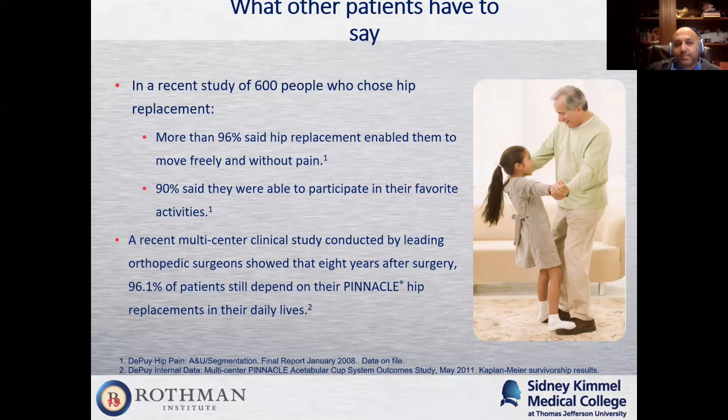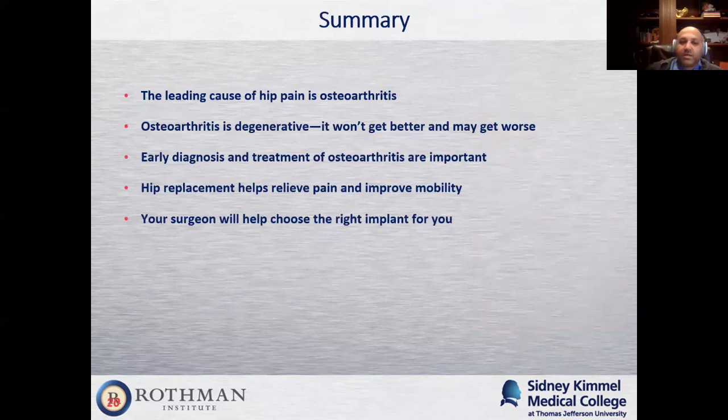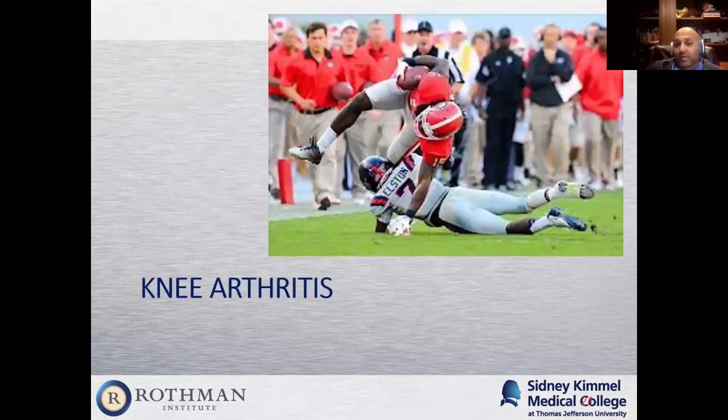So in summary, the leading cause of hip pain is arthritis. It's a degenerative condition that won't get better and will likely get worse as you get older. Early diagnosis and the use of non-operative treatments are important. Hip replacement is a great procedure to help relieve pain and improve mobility. And your surgeon can choose the right approach and implant and facility for you. Moving on to the knee.